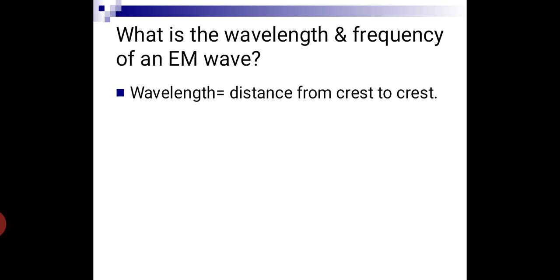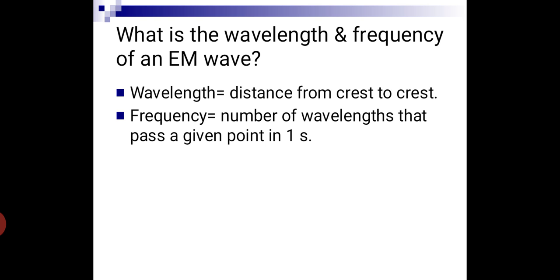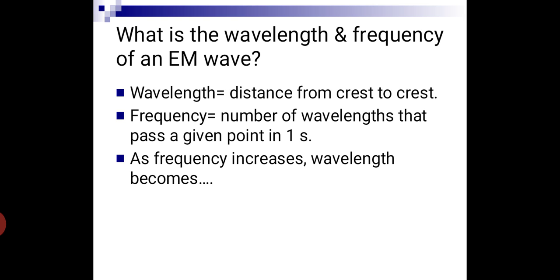The characteristics of wave are wavelength, frequency, speed. Wavelength of wave means distance from crest to crest or trough to trough, or we can simply say the distance between 2 points of the wave which are in same phase. That is called wavelength. Frequency is the number of wavelengths that pass a given point in 1 second. As frequency increases, the wavelength becomes smaller.